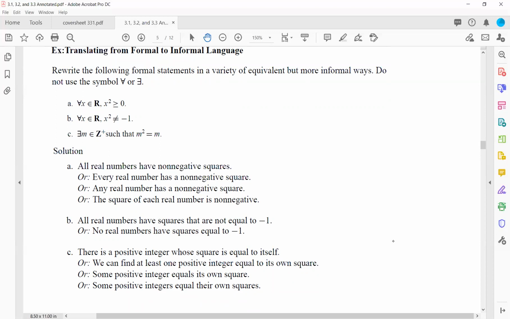C, there is a positive integer m such that m squared is equal to m. Very well. There is a positive integer whose square is equal to itself. We can find at least one positive integer equal to its own square. Some positive integer equals its own square. Some positive integers equal their own squares.